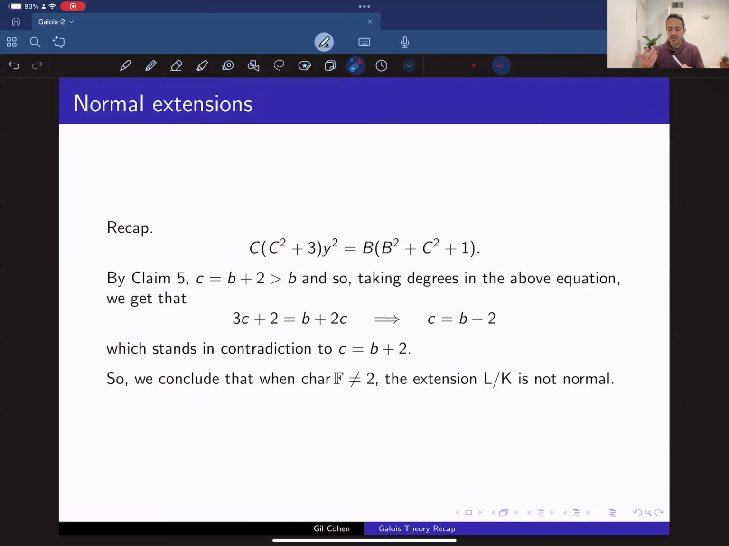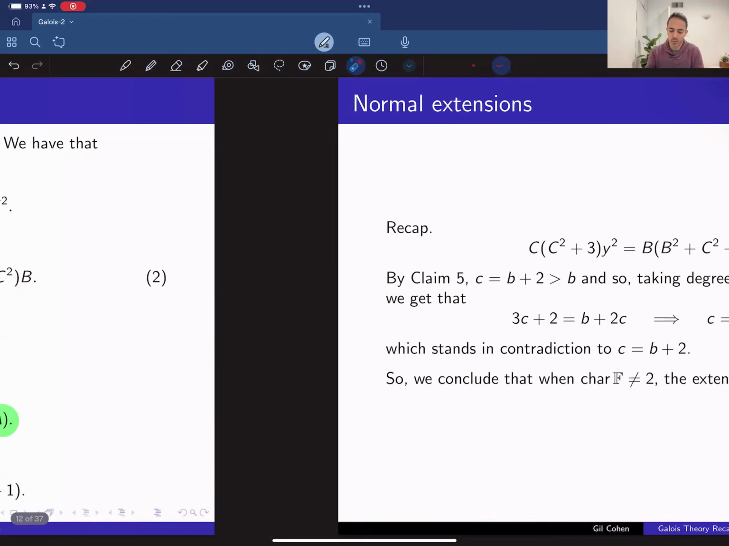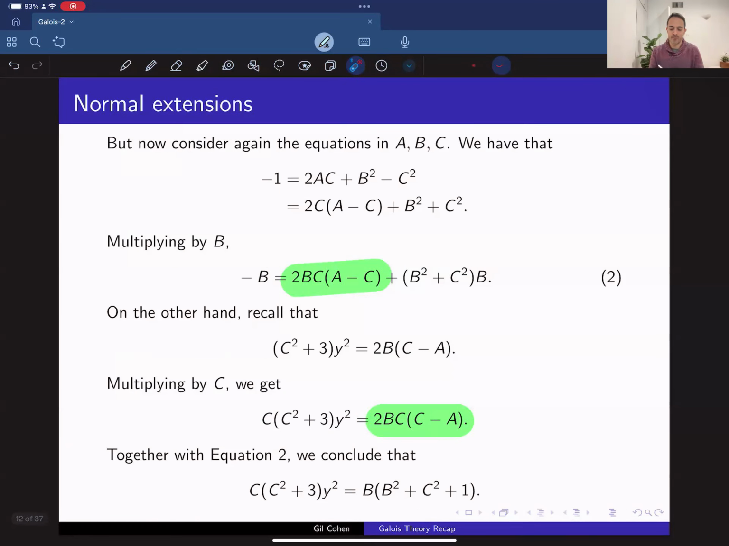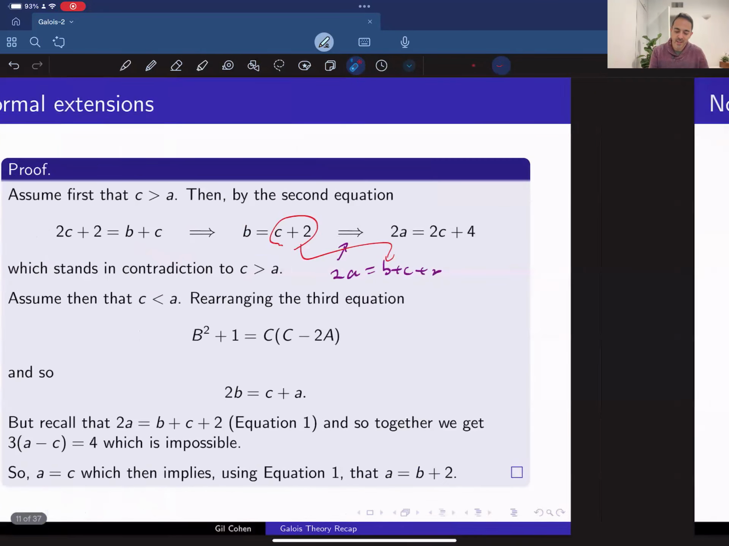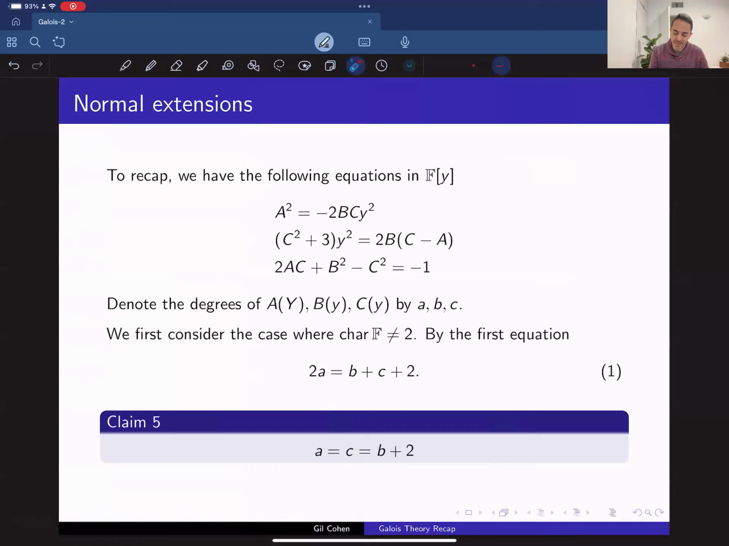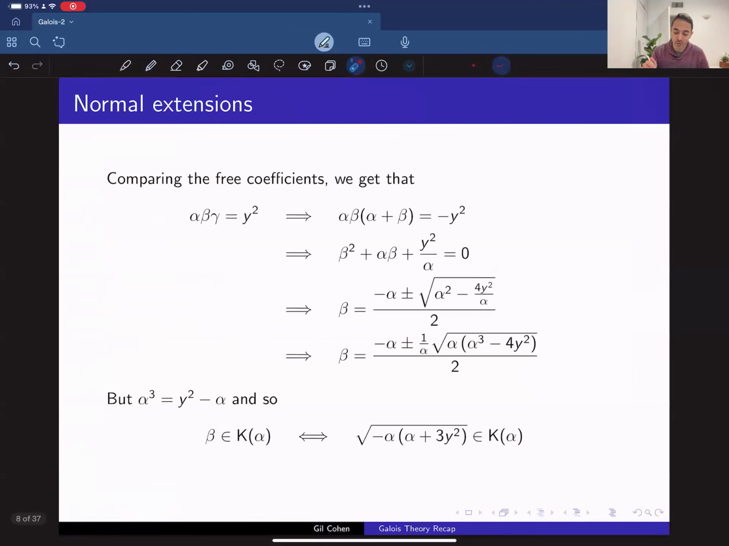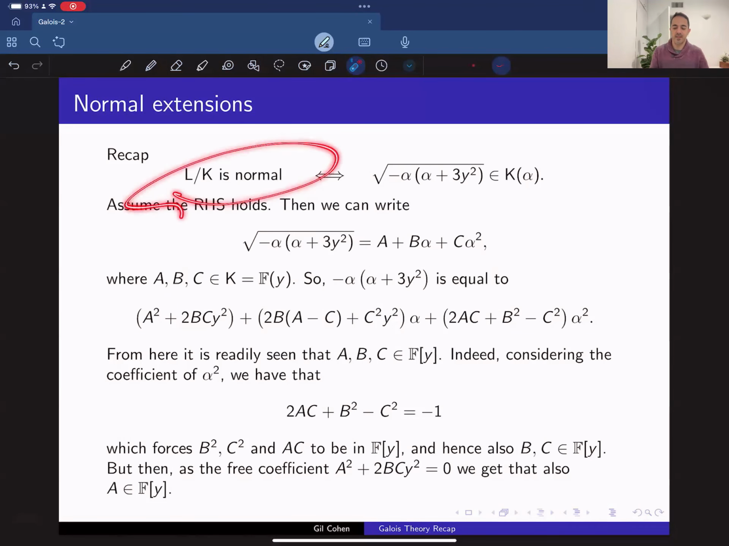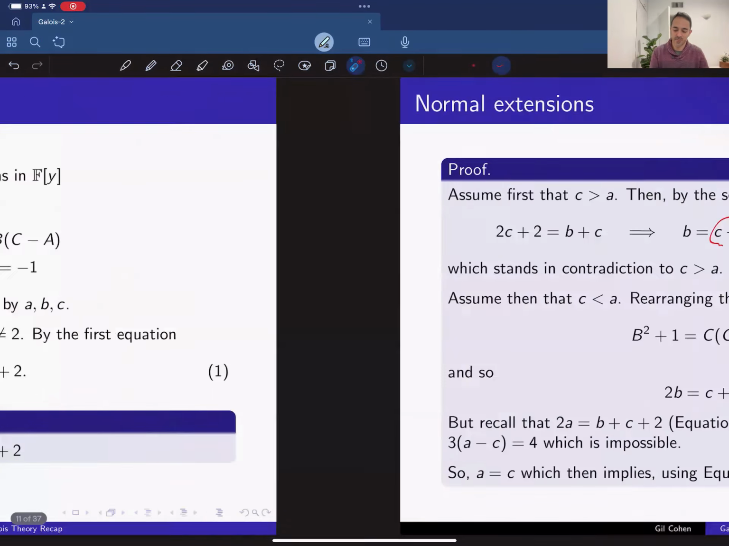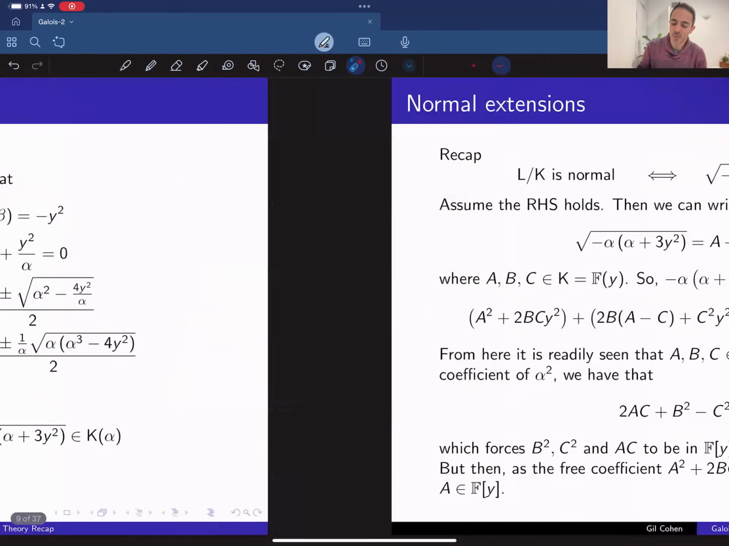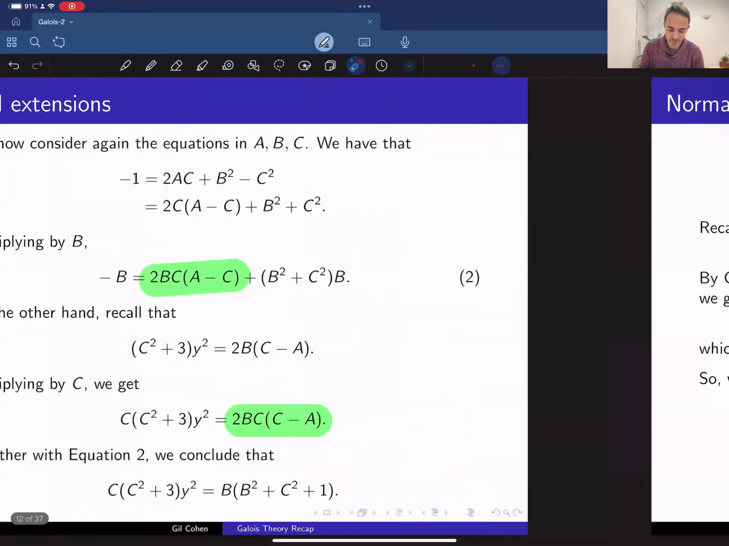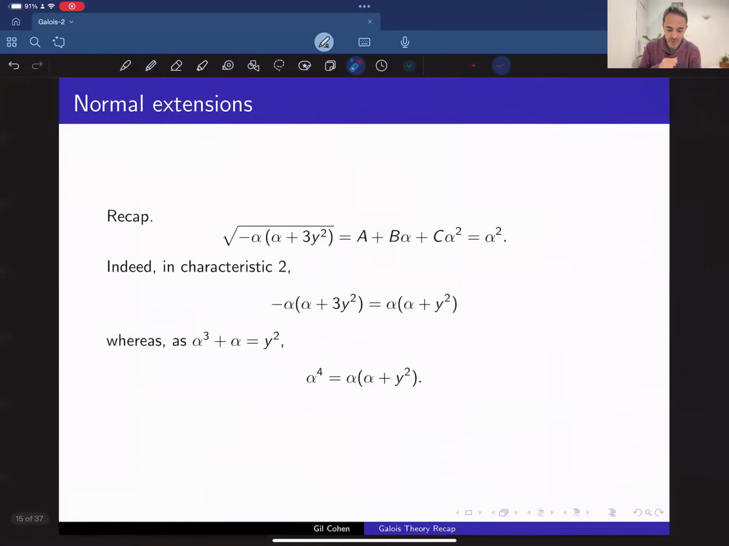Okay, so by these degree considerations and playing around with the equation, which honestly takes some time to figure out what's the right way of doing it, we figure out that at the end of the day, this extension over k is not normal, at least when the characteristic is not 2. Anyhow, next time, in the next video, I'm going to talk about separable extensions.